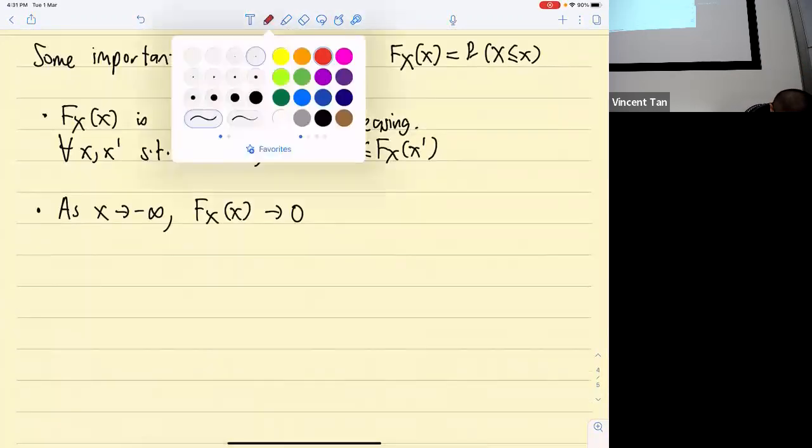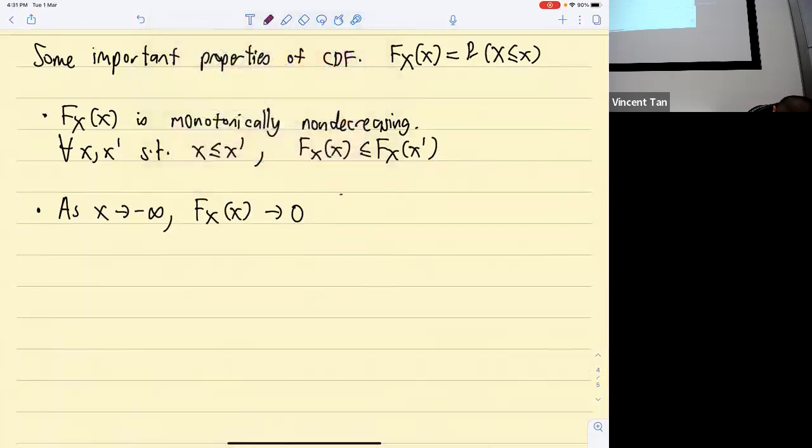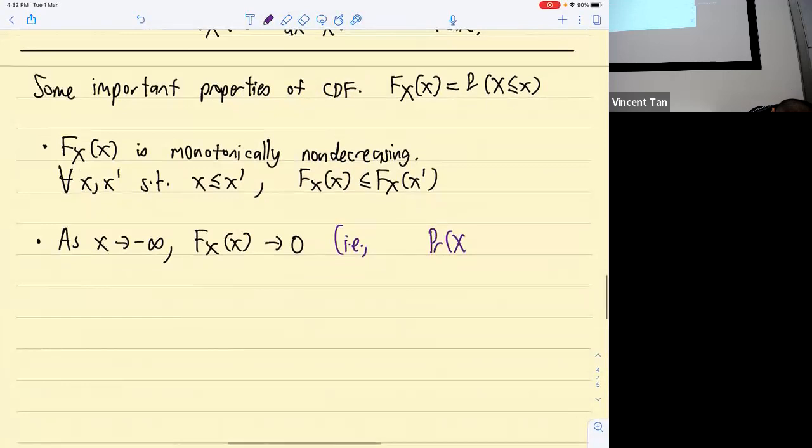The reason is that F of x is the probability that X is less than or equal to x, and if I take x going off to minus infinity, that is equal to 0. Because the random variable X is a real valued random variable, it cannot take on the value minus infinity. It must take on some real number. So if I push the little x all the way to minus infinity, I pick up no probability mass. Understand?